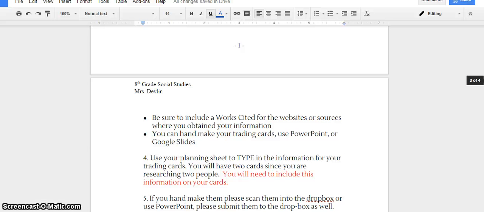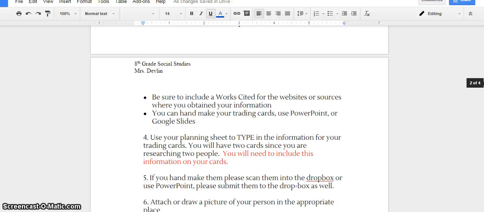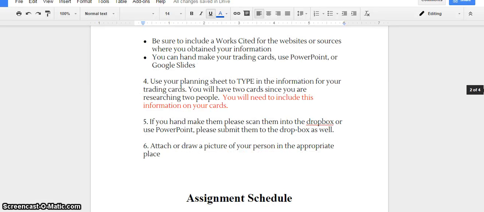And also, with the format for this final assignment, you need to be using PowerPoint or Google Slides. You can hand make them if you wish, but I feel like that would be very tedious and not worth your time. But there is that opportunity if you need it, okay? But I would really recommend making a PowerPoint with 1 or 2 slides per person. And also, you have to, of course, include a picture.